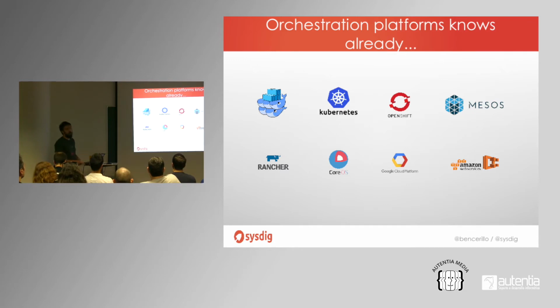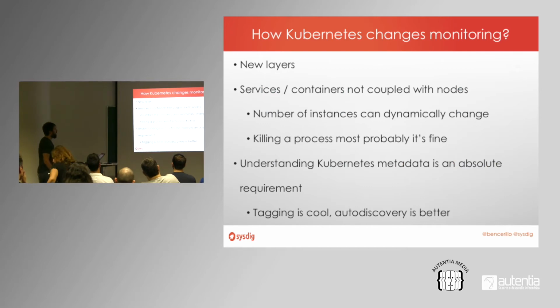At the end, you need to remember that whatever the container orchestration platform you use, just get your monitoring tool to talk to them, because they have a lot of information. I'm going to talk a little bit about Kubernetes specifically. When deploying Kubernetes, we should think that there are new layers that we need to monitor. There are new things, new parts that we didn't have before.